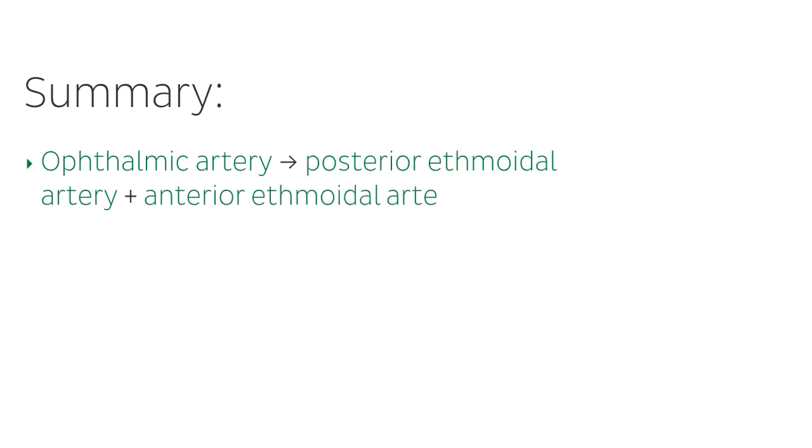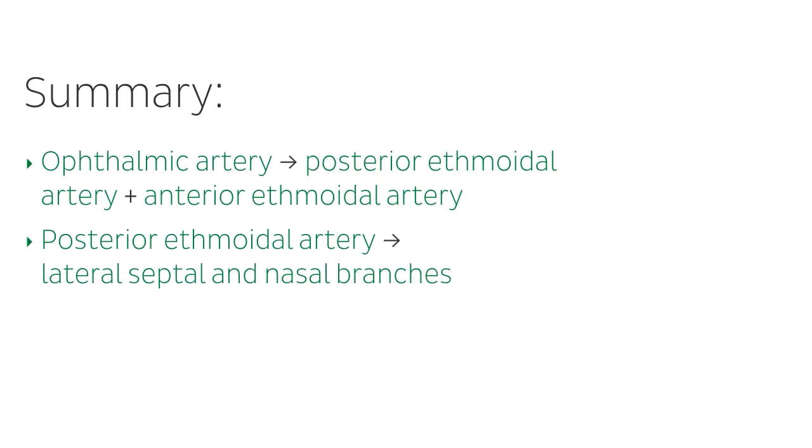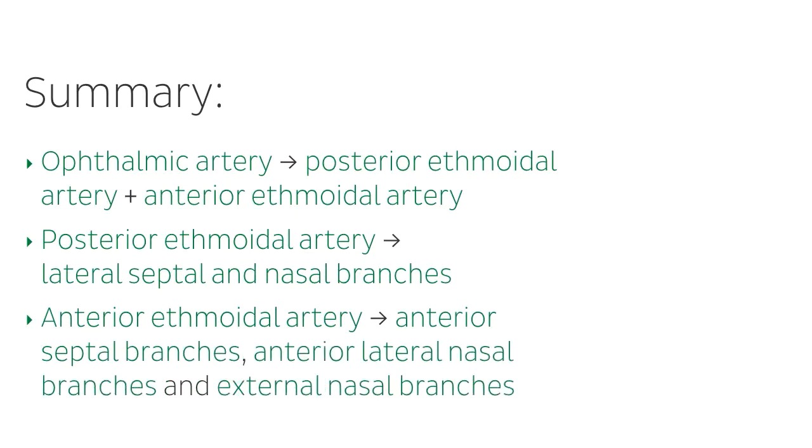Okay, let's now summarise the blood supply of the nasal cavity derived from the internal carotid artery. There is one main artery that's derived from the internal carotid artery that supplies the nasal cavity, and that is the ophthalmic artery. This artery has two main branches, the posterior ethmoidal artery and the anterior ethmoidal artery. The posterior ethmoidal artery then further branches into the lateral septal and nasal branches. The anterior ethmoidal artery gives off three further sets of branches, the anterior septal branches, the anterior lateral nasal branches, and the external nasal branches.